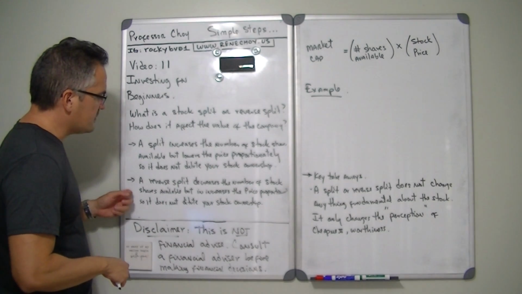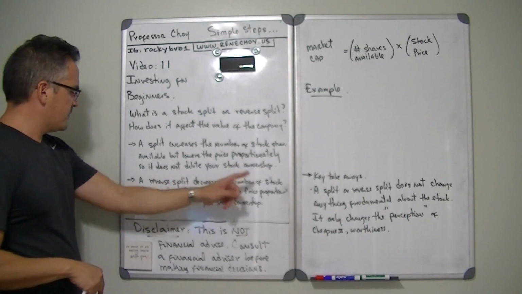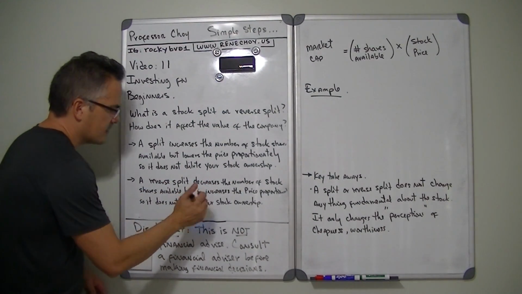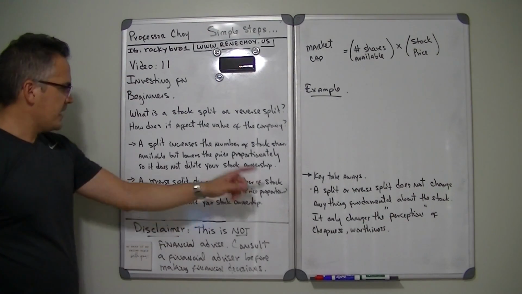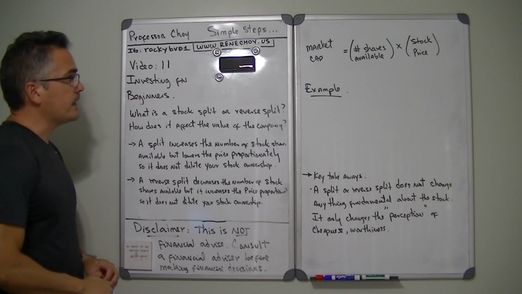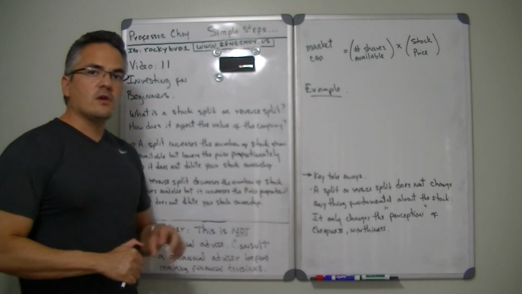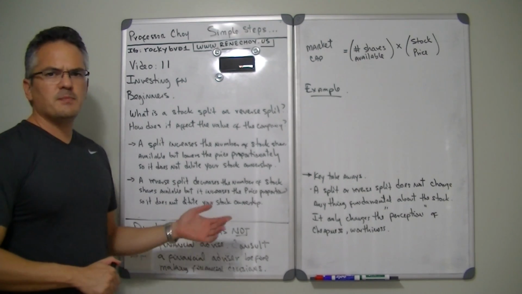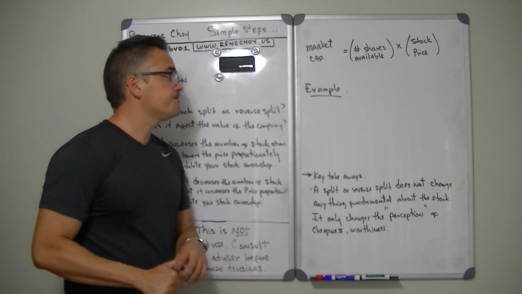Alright, now a reverse split decreases the number of stock shares available, but it increases the price proportionally, so it doesn't dilute your stock ownership. Okay? Now, to be able to kind of think about what a split or a reverse split is, I think it's better if we do a couple of examples.